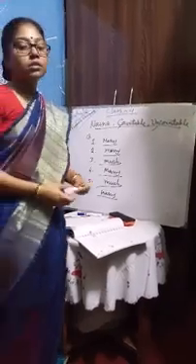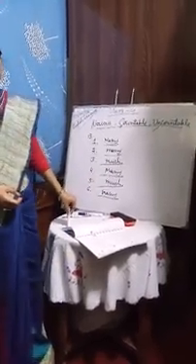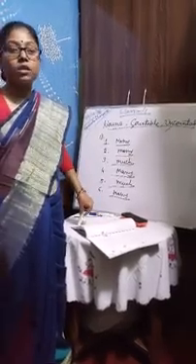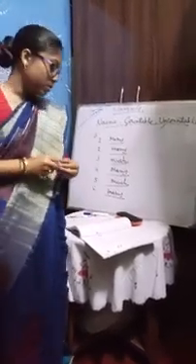So like this, if it comes with many, it comes under the countable noun, and if it comes with much, then it comes under the uncountable noun. Clear?